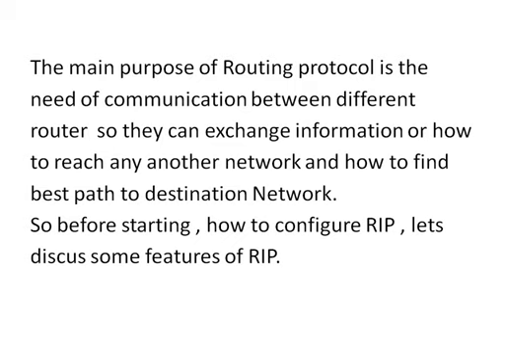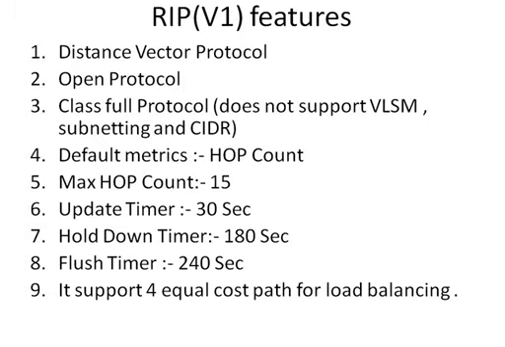The main purpose of a dynamic routing protocol is to enable communication between the different routers. First, enable the communication using any of the dynamic routing protocols so that they can exchange information with each other about how to reach any network and how to find the best path to the destination network. So there are a number of routing protocols: distance vector, link state and hybrid. Every protocol has its own way to find the best path from any source to any destination. Before starting how to configure RIP, let's discuss some basic features of RIP.